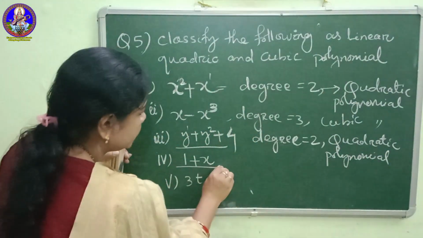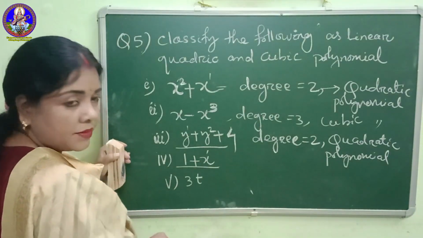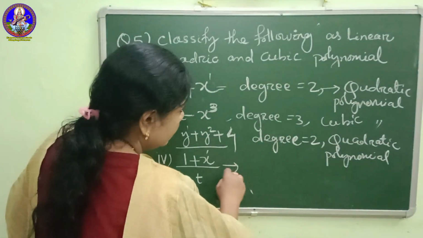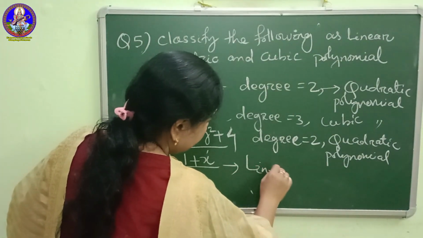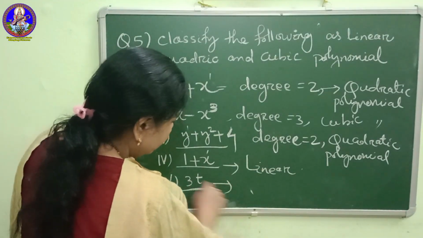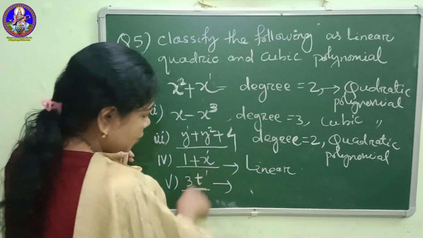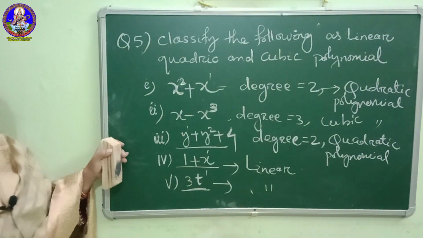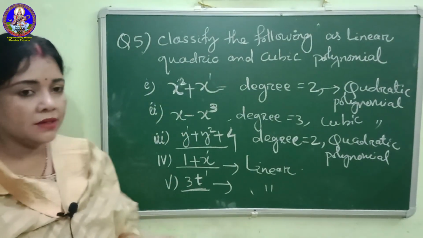Similarly, in this equation, the power of the variable x is 1, so it comes under linear. Here 3t: the power of the variable t is also 1. This is also a linear polynomial.